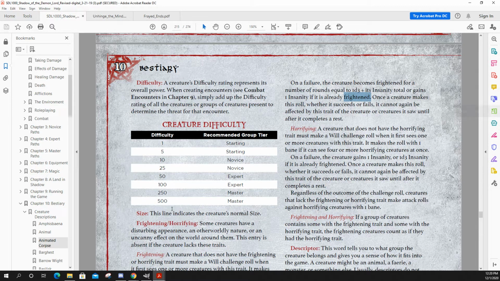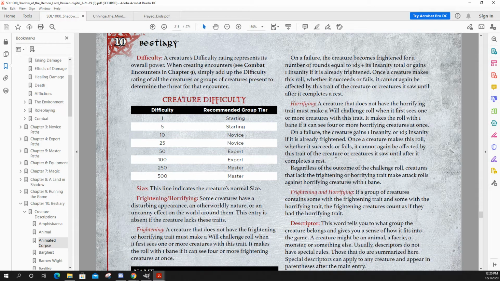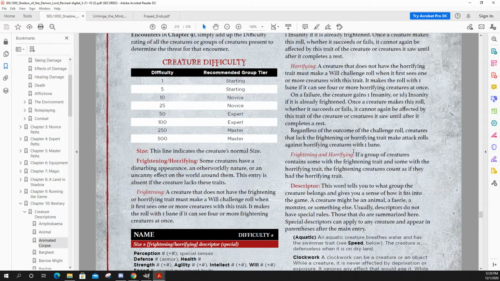Then if more frightening or horrifying things come into play in that same encounter, then a failure on a will challenge roll would result in that character getting 1 insanity. So that's one way that they can get an insanity point. Horrifying creatures are worse, because horrifying is worse than frightening.